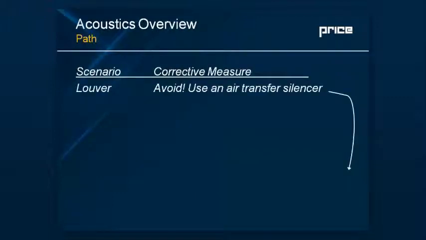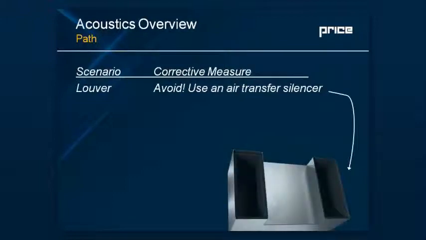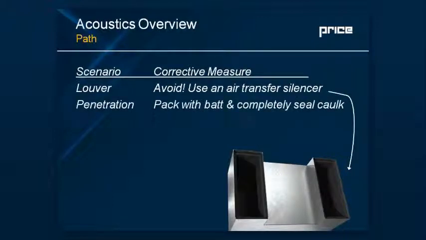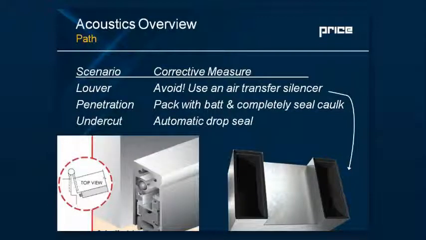A couple quick scenarios for what you might see in a mechanical room. For example, if you had a louver and a door, you want to avoid this and again use some sort of air transfer silencer above. If you had some sort of penetration through a wall, you just always want to make sure that it's packed with batt and completely sealed with caulking. And then if you had an undercut for a mechanical room, this is easily addressed using an automatic drop seal.